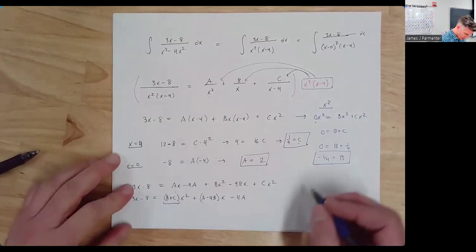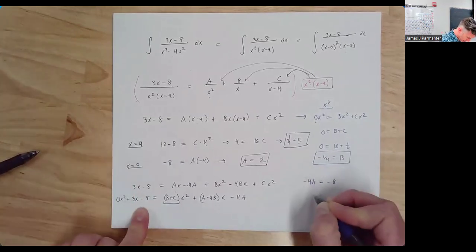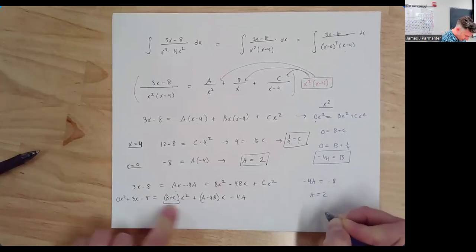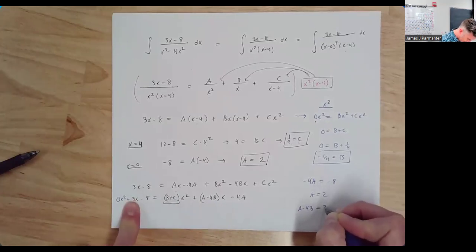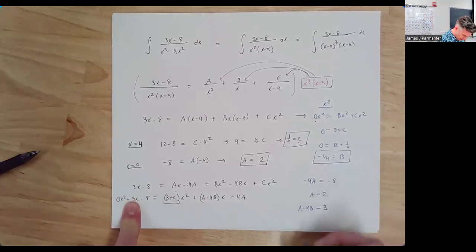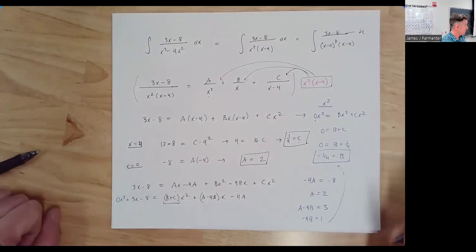You could say, oh, -4a has to equal the constant term, which is -8. So a has to equal 2. And then a minus 4b has to equal 3. So then knowing that a equals 2, -4b has to equal 1. So b has to equal -1/4. Exactly like we got right there. That's just not the way I would do it because it's slower.